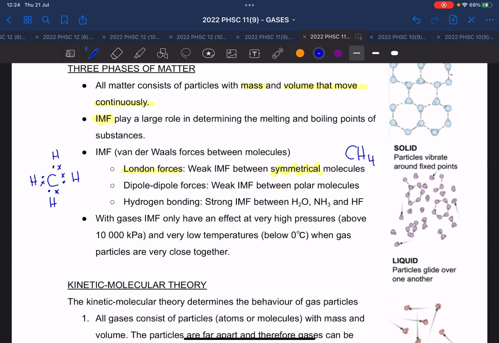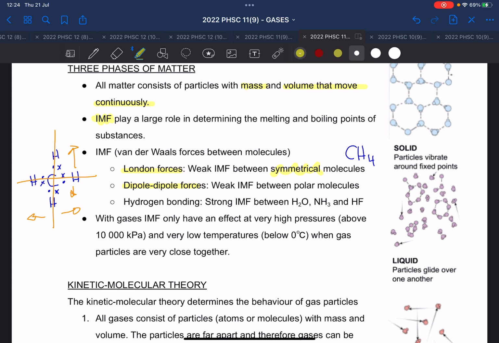Do you see? So this molecule is symmetric. If you cut it down here, this side looks the same as the left side, right? If you cut it down here, the top side looks the same as the bottom side. So it's symmetric. Makes sense? Then we have dipole forces. Do you guys know what a dipole is? It is weak intermolecular forces between polar molecules.